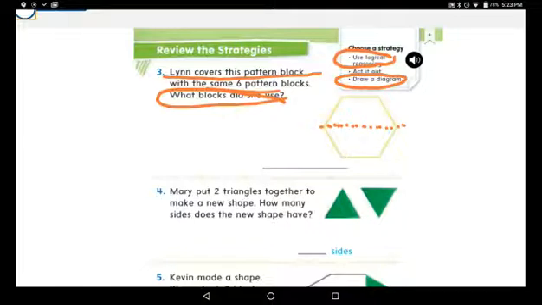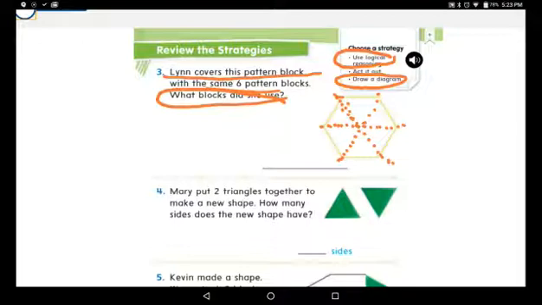I will draw lines. You can also draw lines, straight lines, like me. Just connect the corners together, the facing two corners together. Okay, connect the two corners that are facing each other, connect them by one line. Now I can see 6 same blocks.